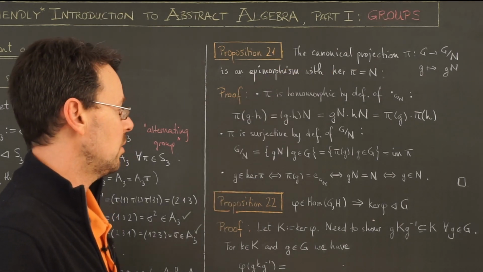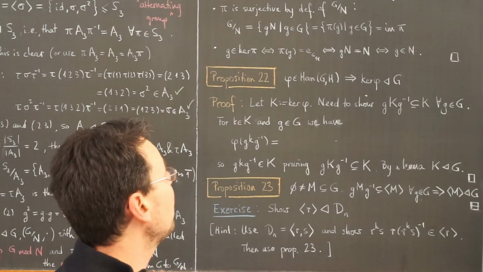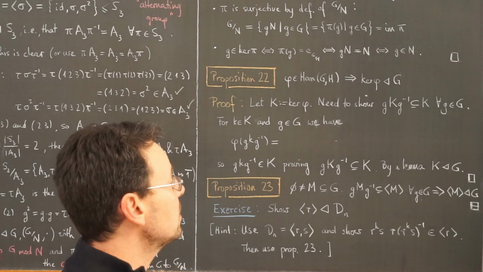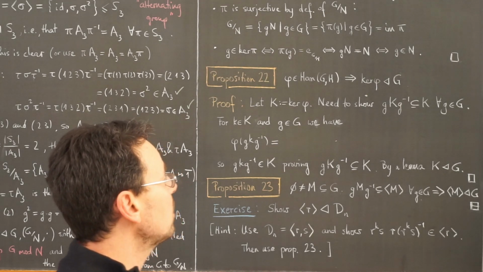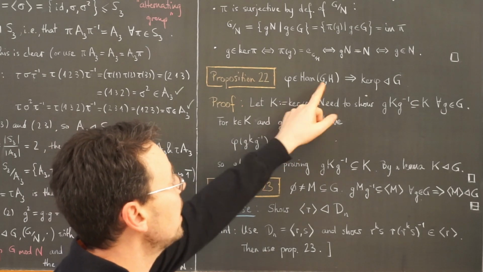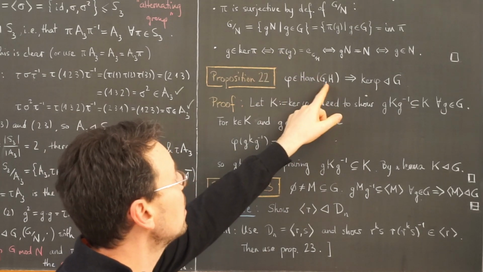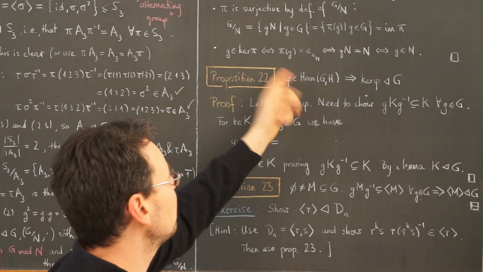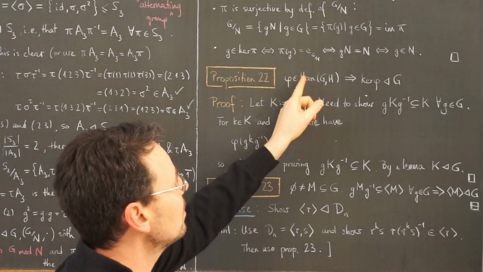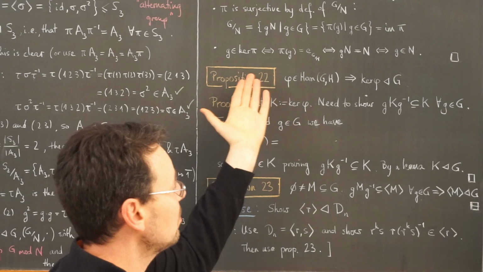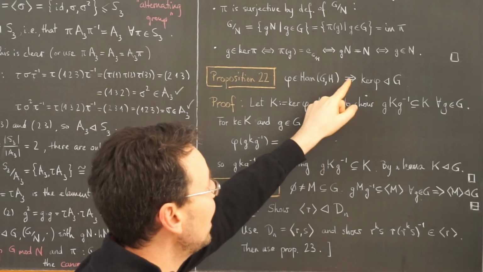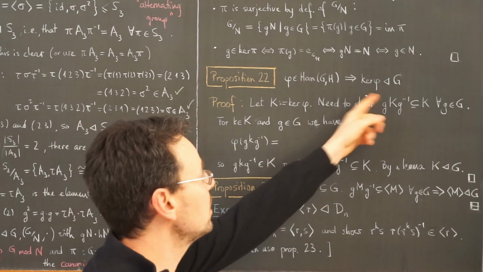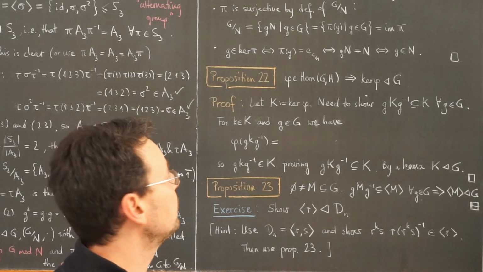Okay, now we take a look at proposition 22, which is a simple but very important property of homomorphisms. As always, G and H are groups. Phi or phi, I can't decide. In this video I call it phi. Phi is an element of the homomorphisms from G to H, so it's a homomorphism from G to H. And then it is always true that the kernel of phi is automatically a normal subgroup of G.